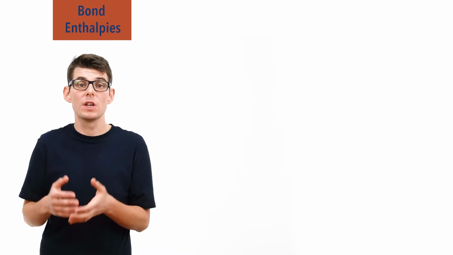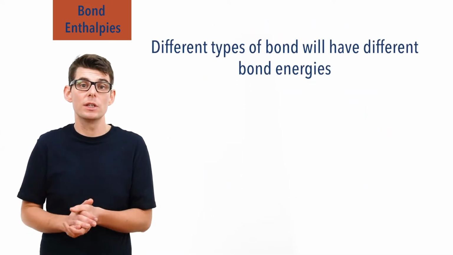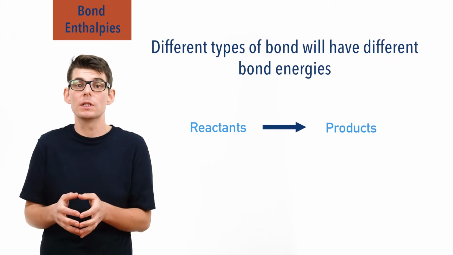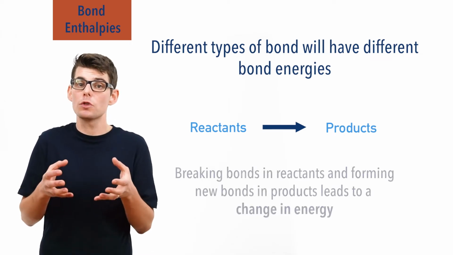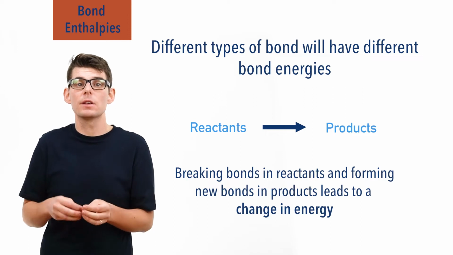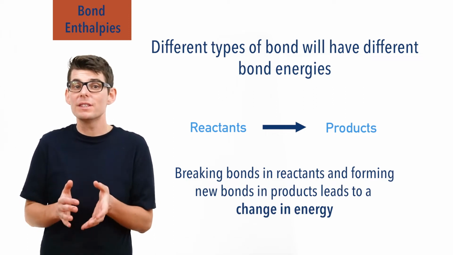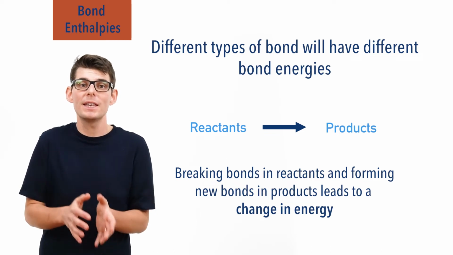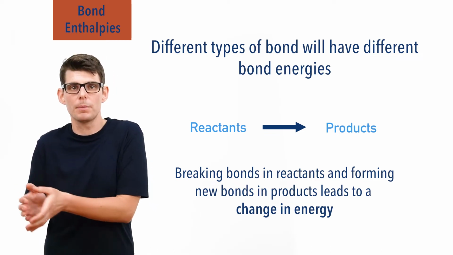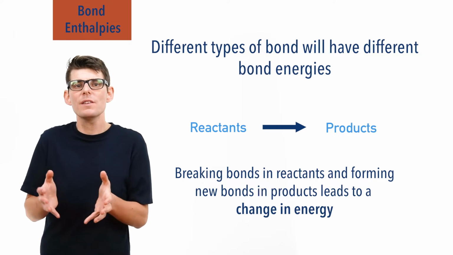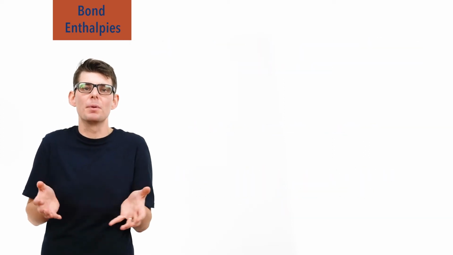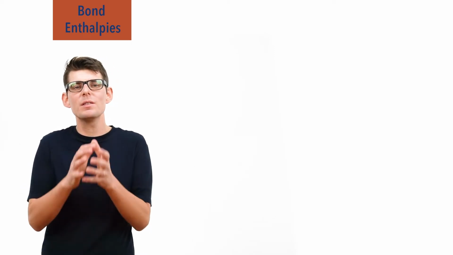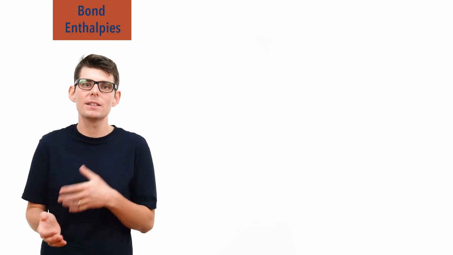Different types of bonds will naturally have different bond energies, meaning that breaking and forming of new bonds among molecules in a reaction leads to an overall change in energy as reactants turn into products. This is where the enthalpy change of a reaction comes from, the breaking and forming of different types of bond. We can't ever really work with one single bond in chemistry. In a reaction, even on a small scale, there are still billions of bonds being made and broken.